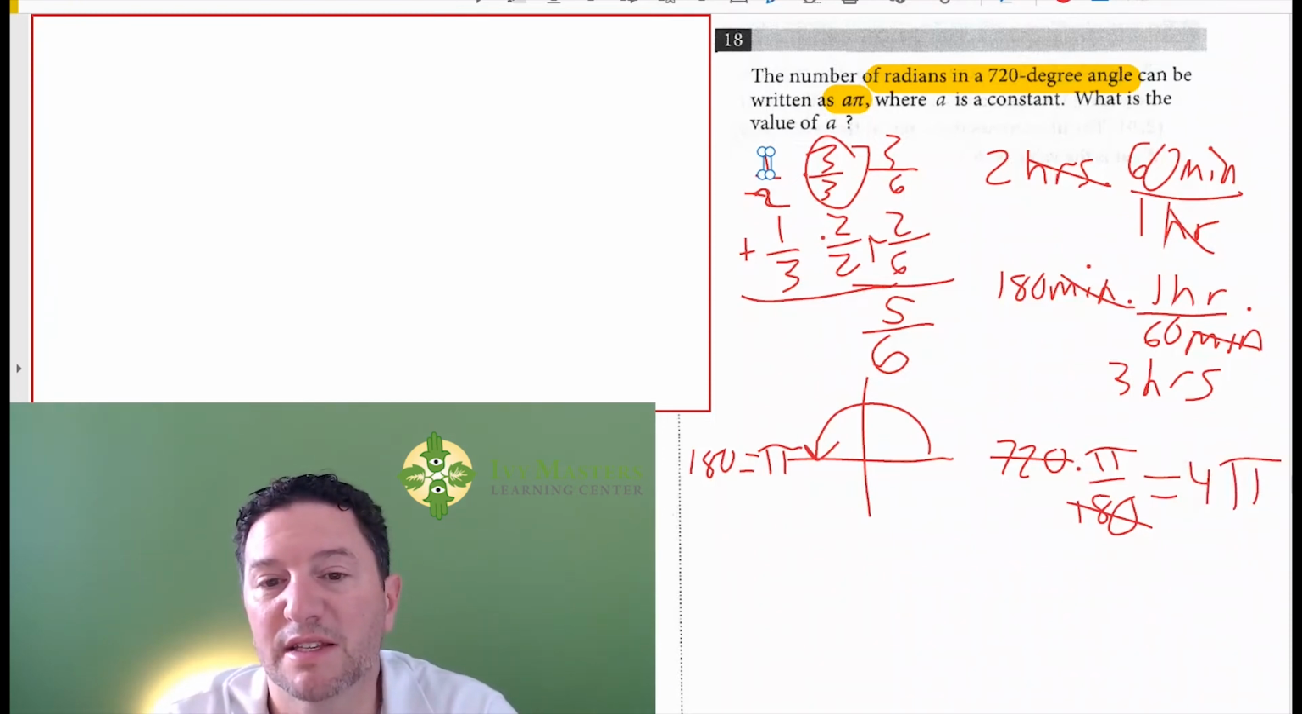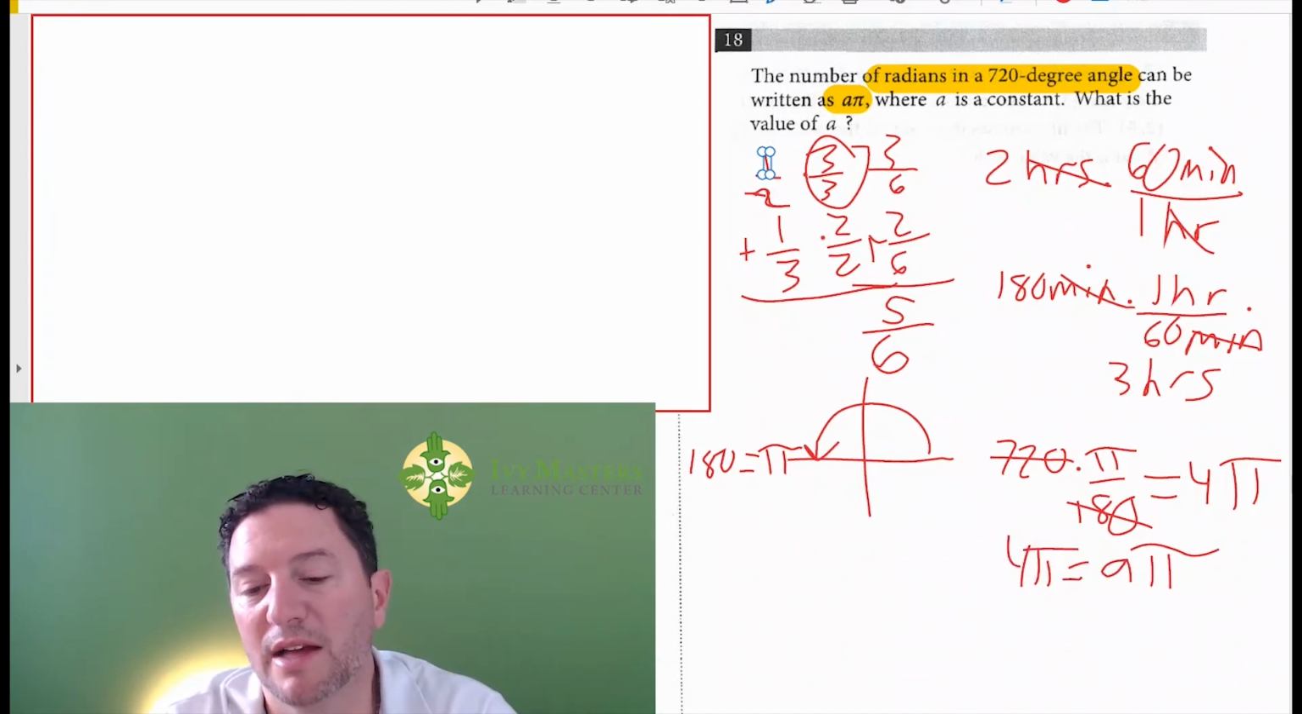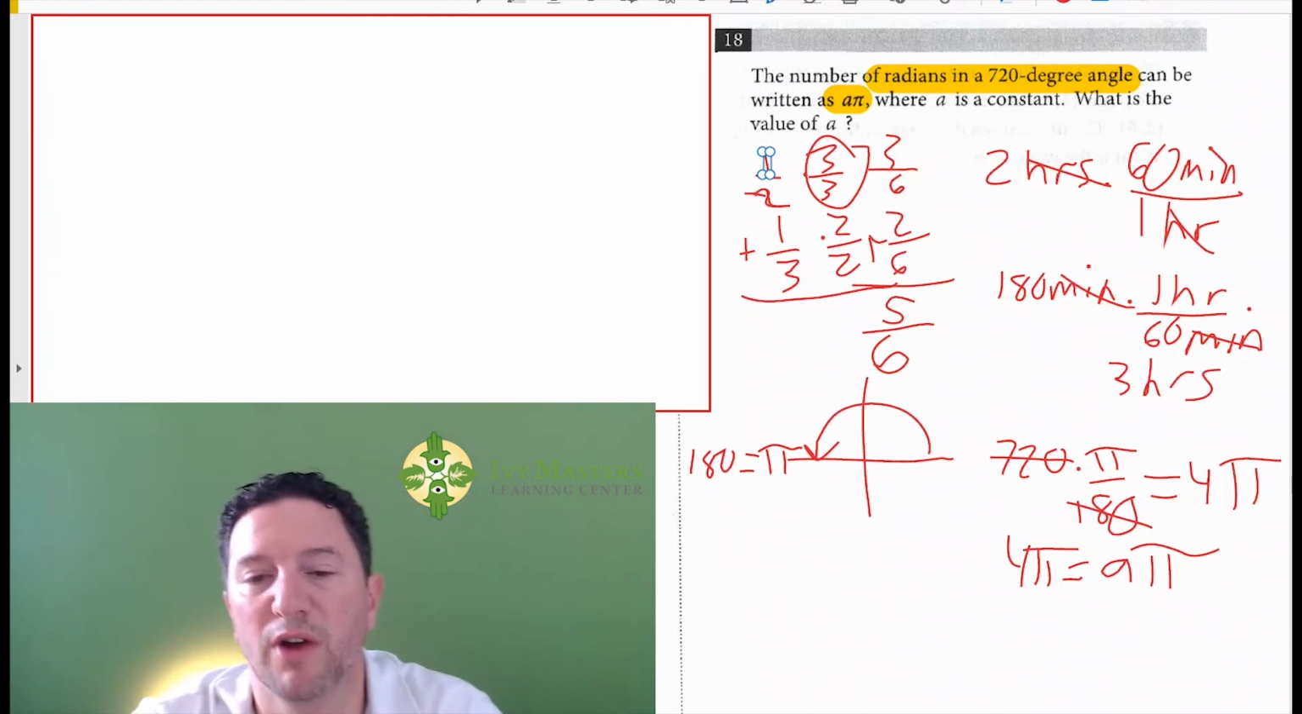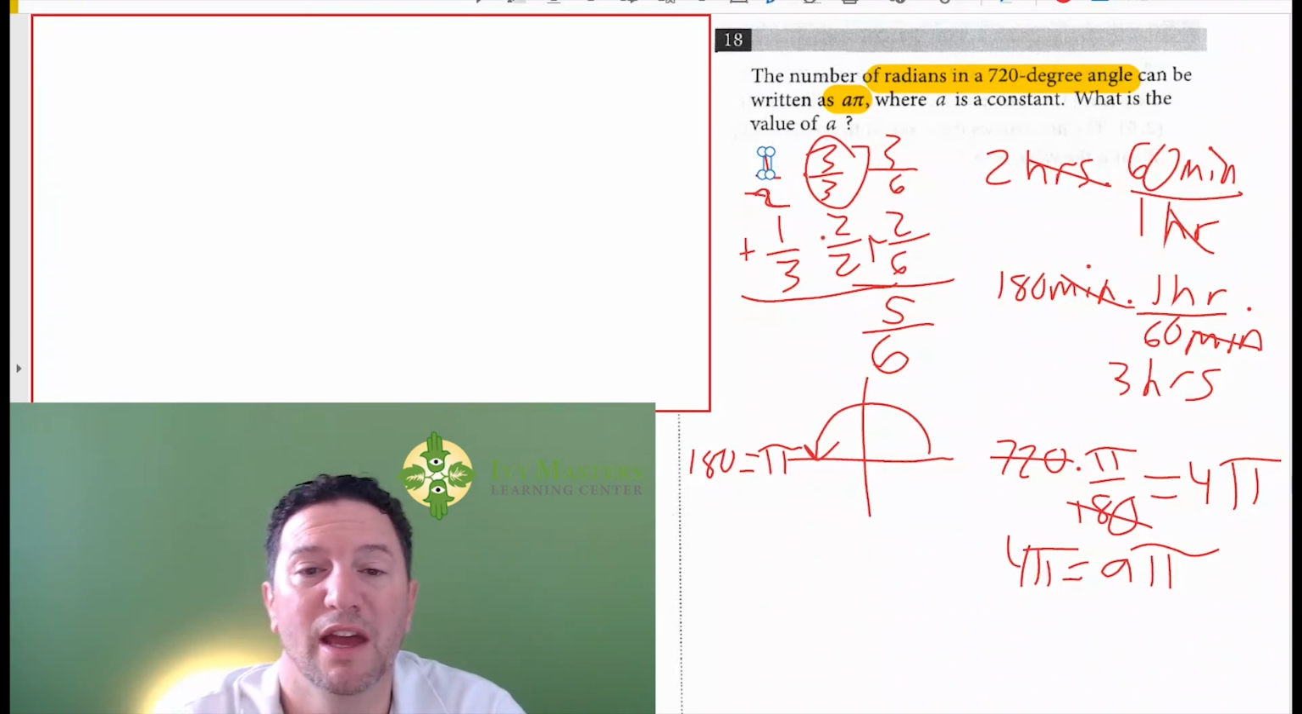And it's saying it's expressed as a pi. So if 4 pi equals a pi, then as you can see, 4 equals a. They correspond. If you're confused at that point, just divide both sides by pi, and you get a equals 4.